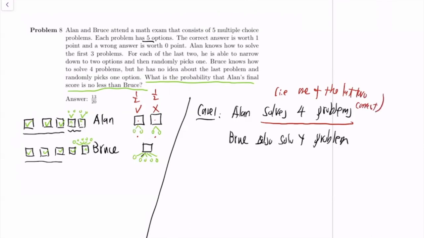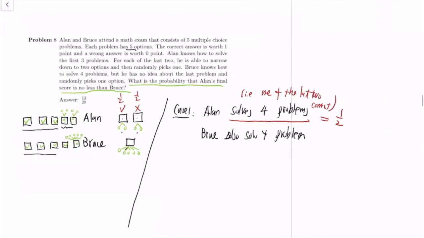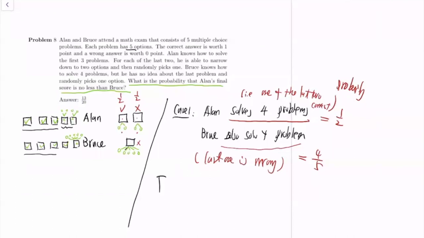The probability equals one half. And Bruce solves four problems, which means the last one is wrong, so the probability is 4/5, right? Then we get the combined probability by the multiplication principle. The first step for Alan is 1/2, he got one of the last two problems correct, and then Bruce got the last problem wrong. You multiply it together, it's 2/5. So that's case one.